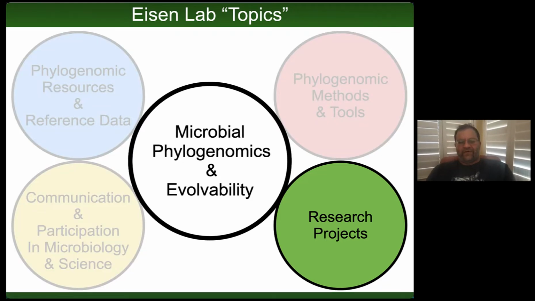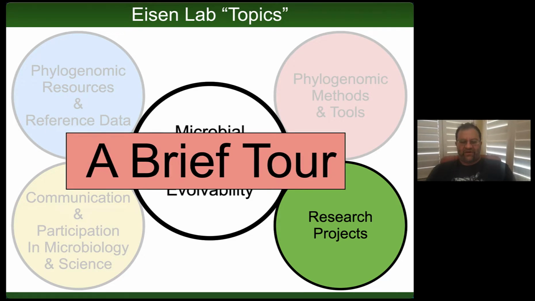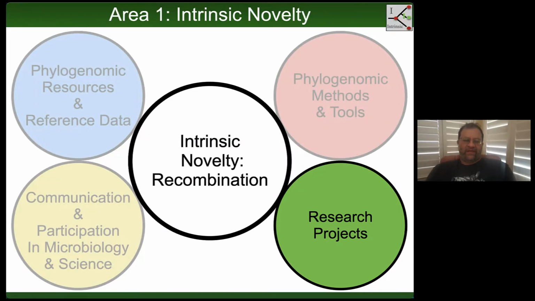What I'm going to focus on at the beginning here is to just walk you through a tour of the research projects, the topic areas that we have worked on. I'm not going to go into a lot of detail here. This really is just a tour to give you a taste of the topics that we work on. So for example, in intrinsic novelty studies, we've done some work on and off, mostly earlier, but still interested in this, on the generation of novelty via recombination, or how recombination impacts the origin of novelty.